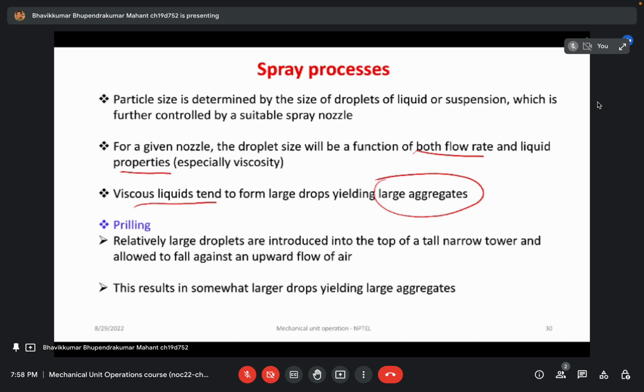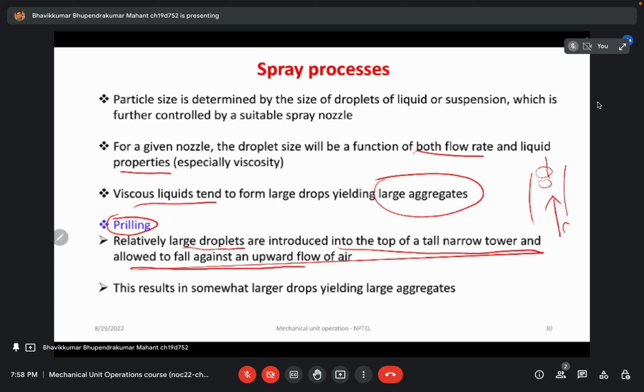And there is one important operation which is known as prilling. You have to take care of this, which will be a very important topic. Prilling, what is prilling? When relatively large droplets are introduced into the top of a tall narrow tower and allowed to fall against the upward flow of air, so whenever we introduce large droplets from the top of the tall narrow tower, they fall against the upward airflow. This can be an agglomeration process of spraying. It is known as prilling. This can result in somewhat larger drops, yielding large aggregates.